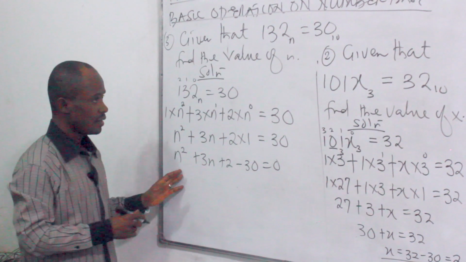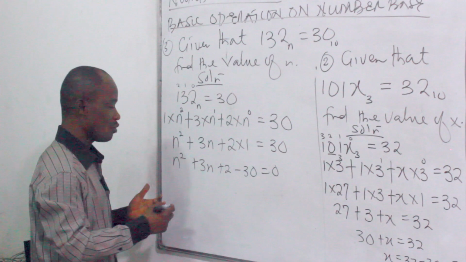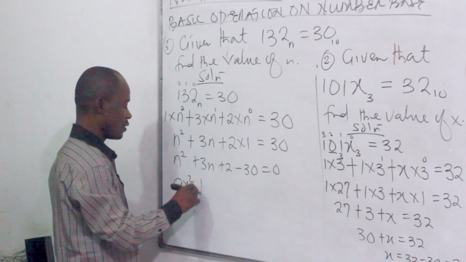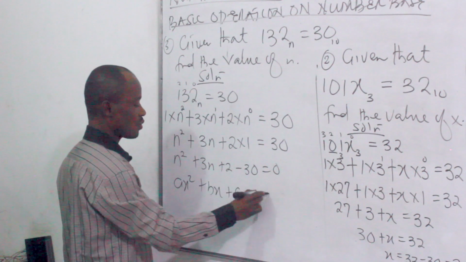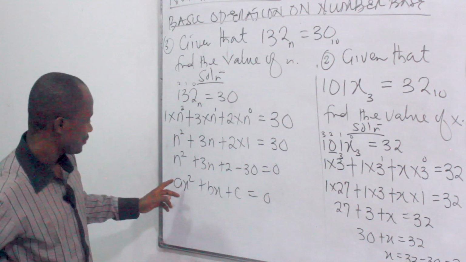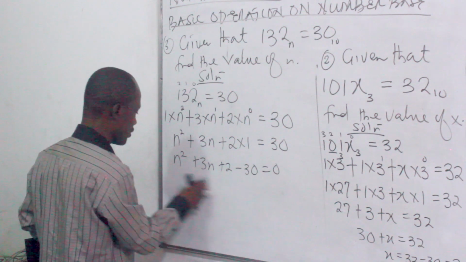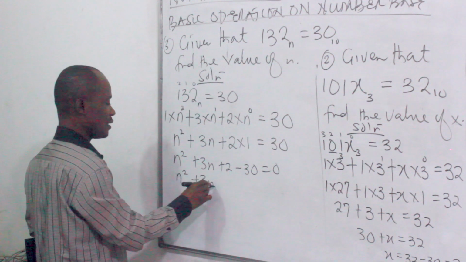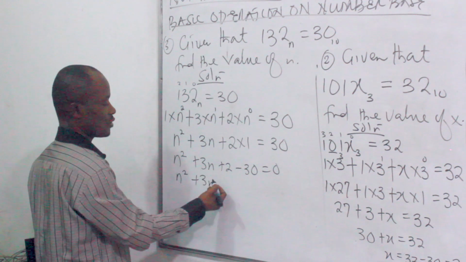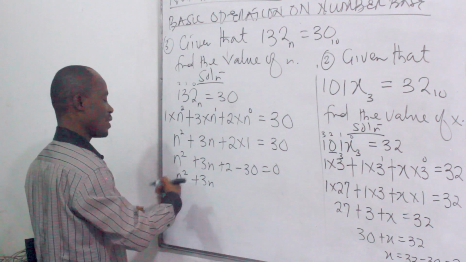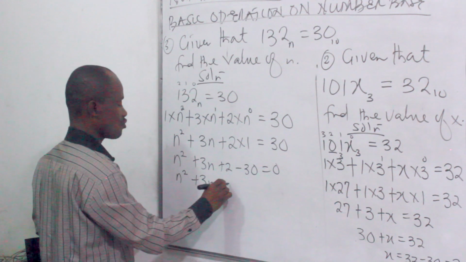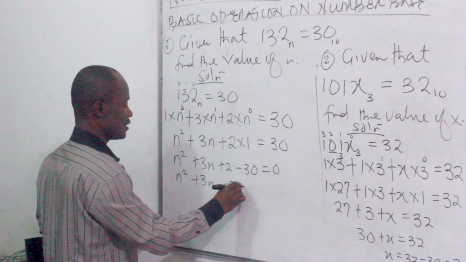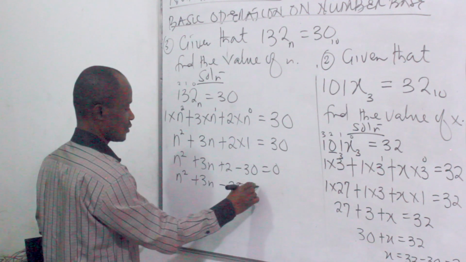Remember the general form of a quadratic equation is always ax squared plus bx plus c equals 0. So now, try to put this in the form of a quadratic: n squared plus 3n, and 2 minus 30 will yield minus 28, equals 0.